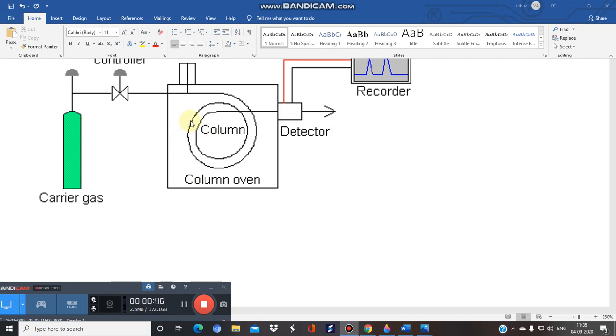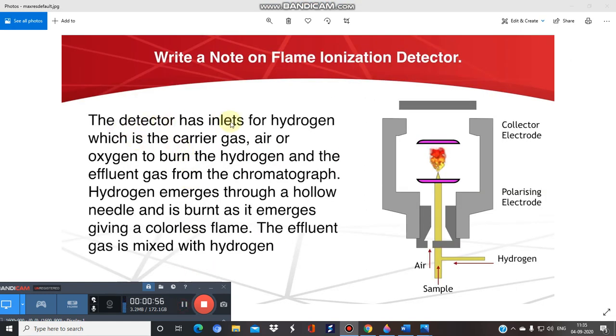See this, after passing through the column, the constituents present in the mixture get separated and go inside the detector for detection. The detector has an inlet for hydrogen, which is a carrier gas, or you can say mobile phase, and air or oxygen, to burn the hydrogen gas and the effluent gas from the chromatograph. Do see this, this is the place for the hydrogen gas.